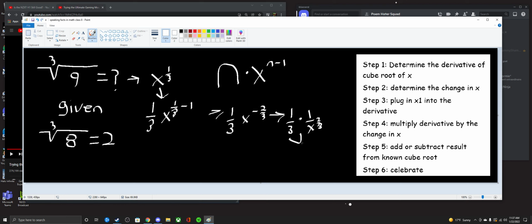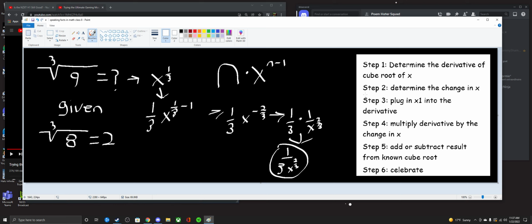I'll just write it down here. It simplifies out to 1 over 3x to the power of 2/3. 2/3 can also be rewritten as cube root squared, but I'll leave it as 2/3 here. So this right here is our derivative, and this is how we got there using the power rule for differentiation. This is the general form of it.